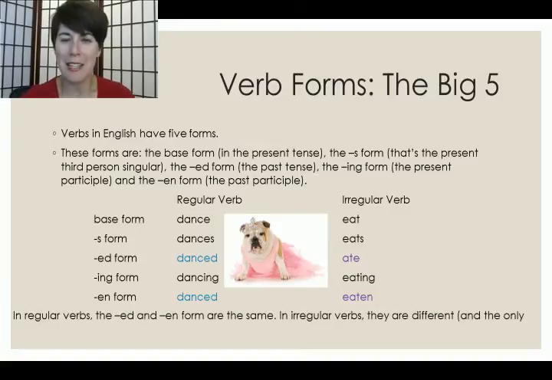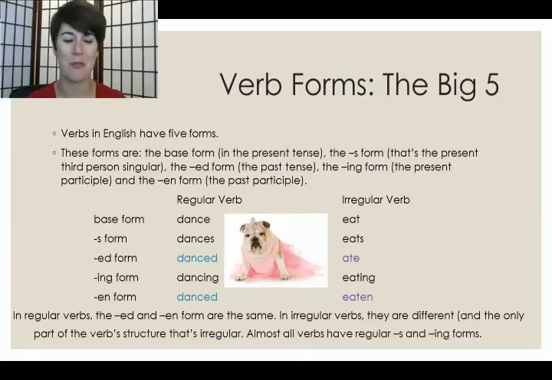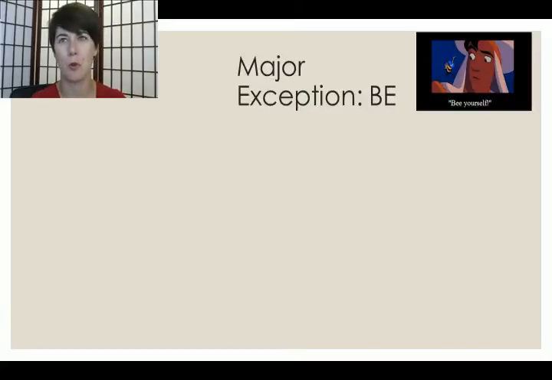The only way really to tell the difference between a regular verb and an irregular verb is to look at those past tense and past participle forms, because almost all verbs in English have regular S and ING forms. You can't really tell what's going on if it's regular or irregular unless we look at those past tense and past participle forms. There's one gigantic exception to this, and that's the verb be.